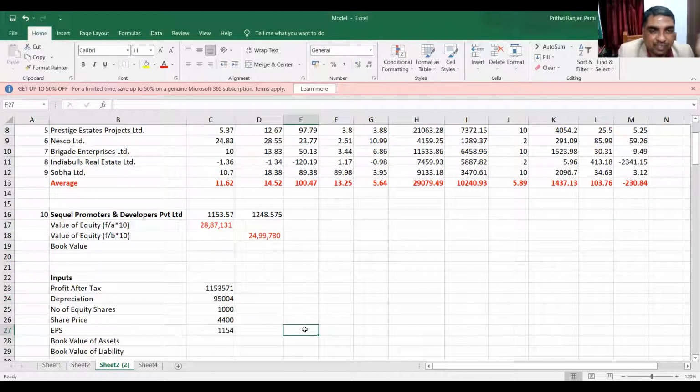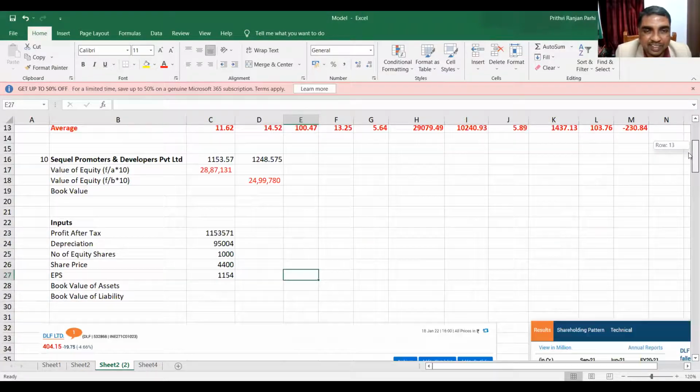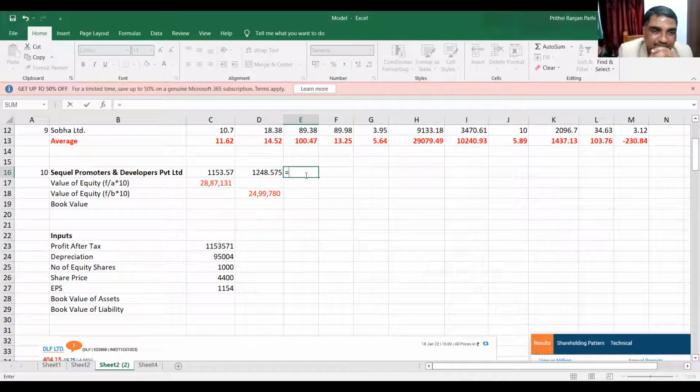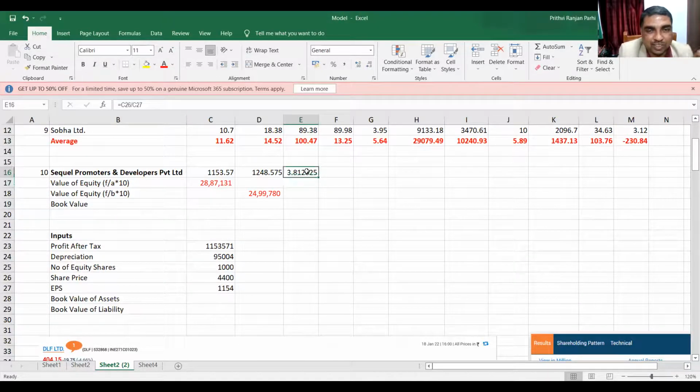Now, can you calculate the price earning ratio? What is the price earning ratio? 4,400 divided by 1,154. Okay, you see, this is totally different from the industry. The industry is going around 100.647, but here it is different. Anyway, for understanding this model, we'll take it.